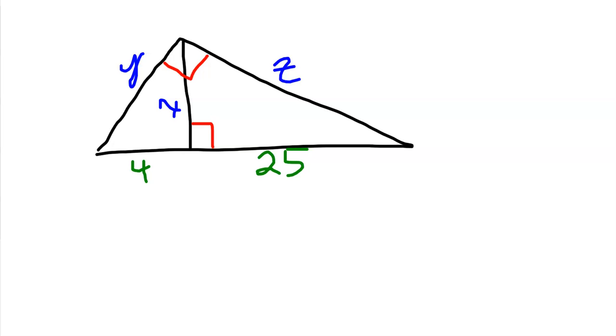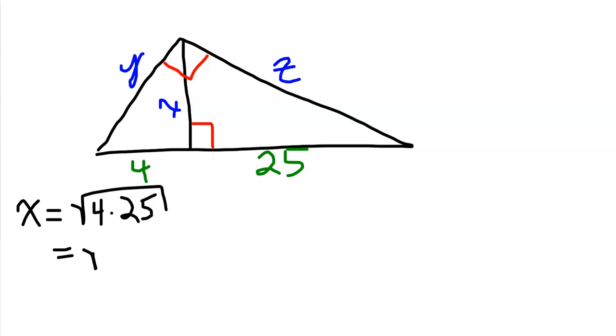So again, we just use the formulas that we had before. X, which is the altitude, is the geometric mean of the two segments of the hypotenuse that it cuts into. So that's the square root of 4 times 25, which is the square root of 100, which gives us 10.